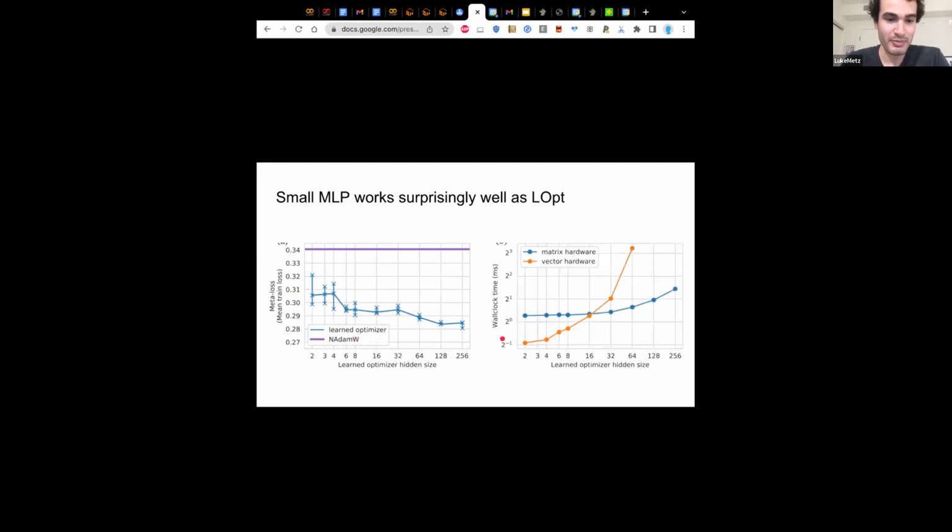Now, how does this correspond to wall time costs? We plotted the performance of each of these different hidden sizes with respect to wall clock time for two different implementations. And what we find is if you're clever and careful, you actually can get speedups from these small models, which is great.